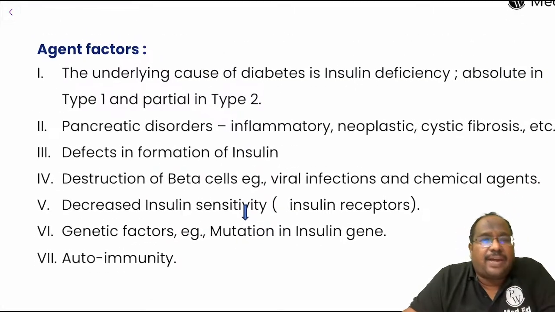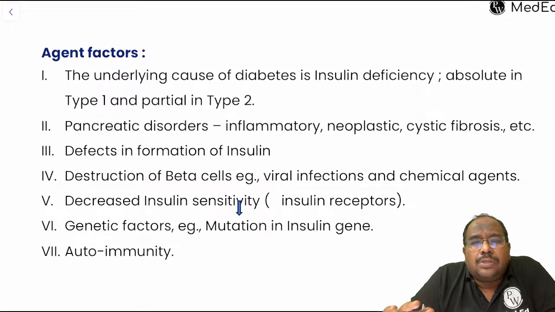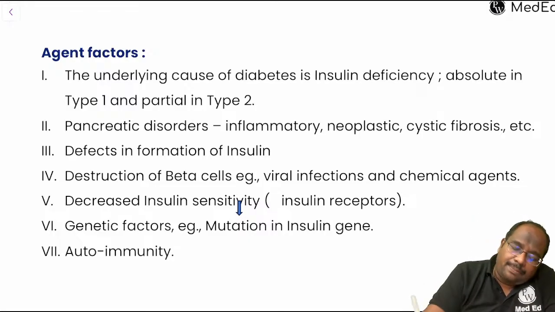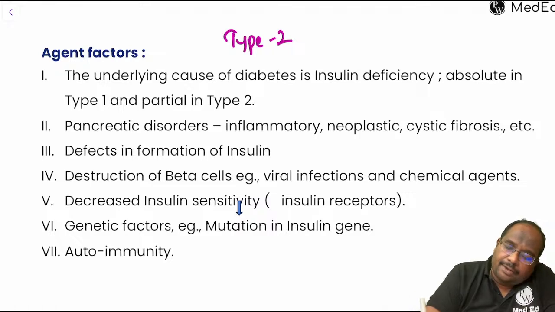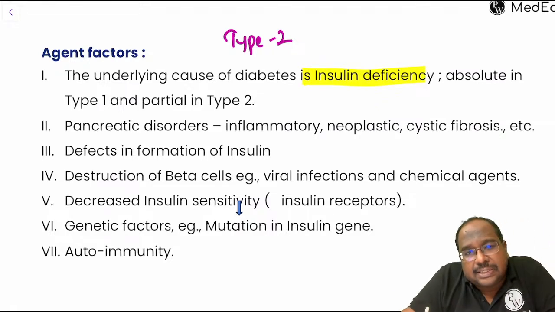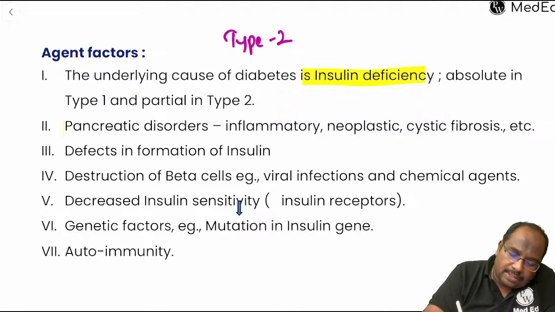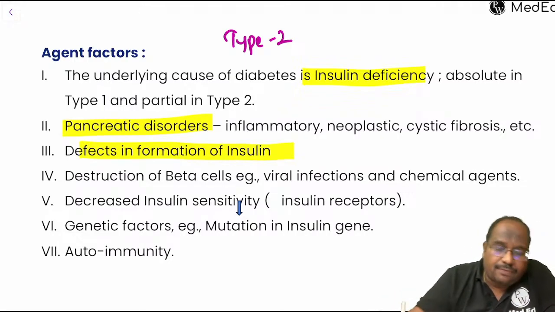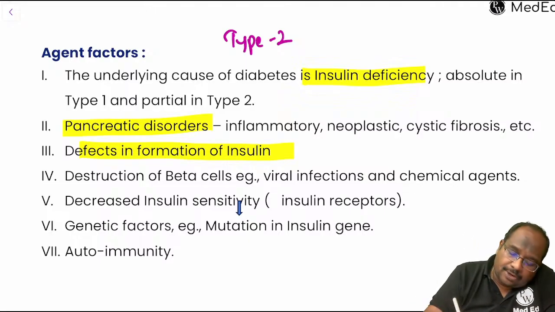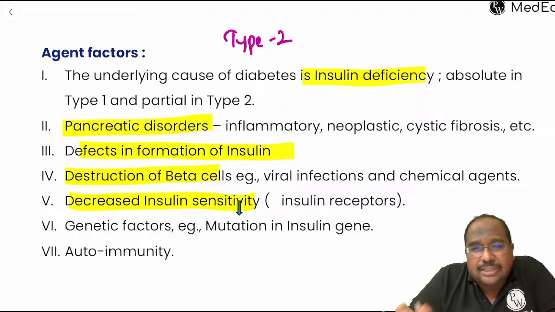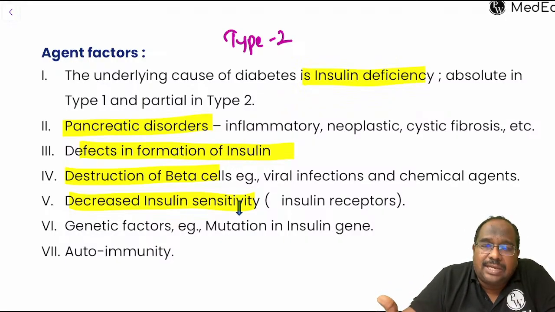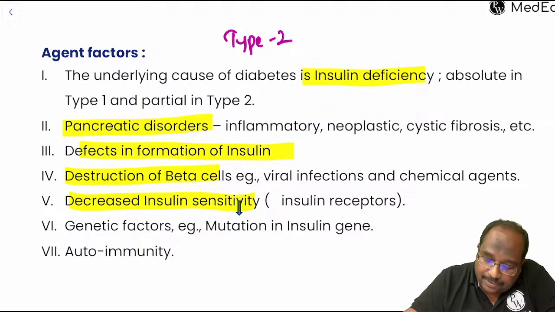So we have age and other factors. Basically, type 2 only we will be focusing on. Either insulin deficiency or resistance. It may be due to pancreatic disorders, defects in the formation of insulin, destruction of beta cells, or decreased insulin sensitivity. So either a decrease in production or decreased insulin sensitivity can cause this condition.